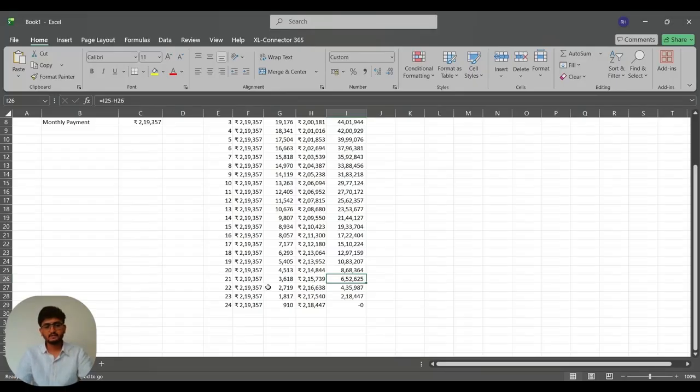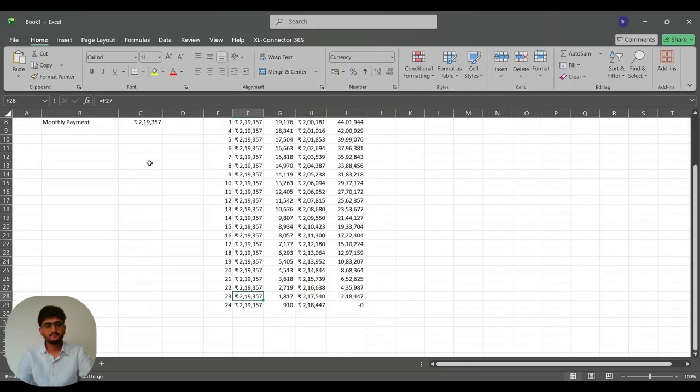So the 22nd month is also the same. The 22nd month EMI amount, interest, and actual principal we are paying. Then we'll get the remaining debt of 4,35,918 rupees. So next, the 23rd month, I'm going to explain to you, because it is an EMI payment.